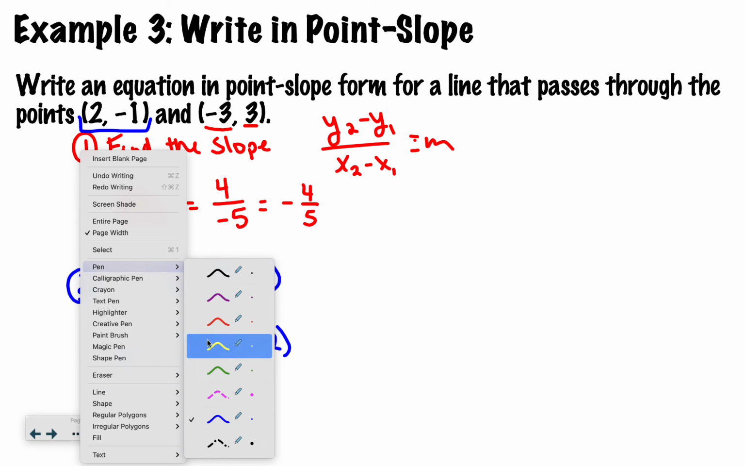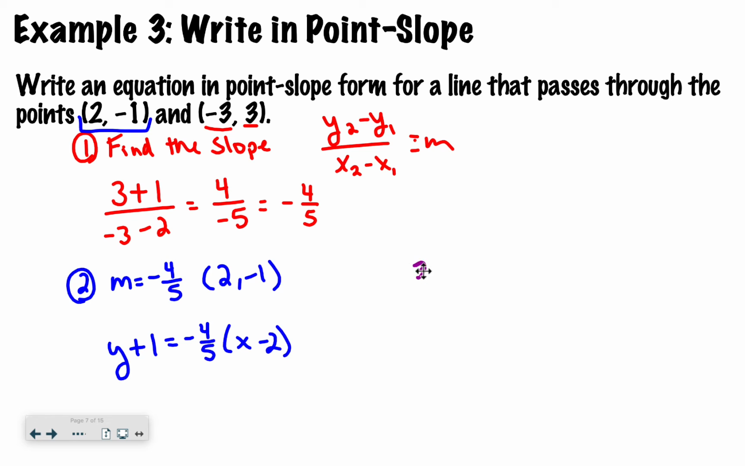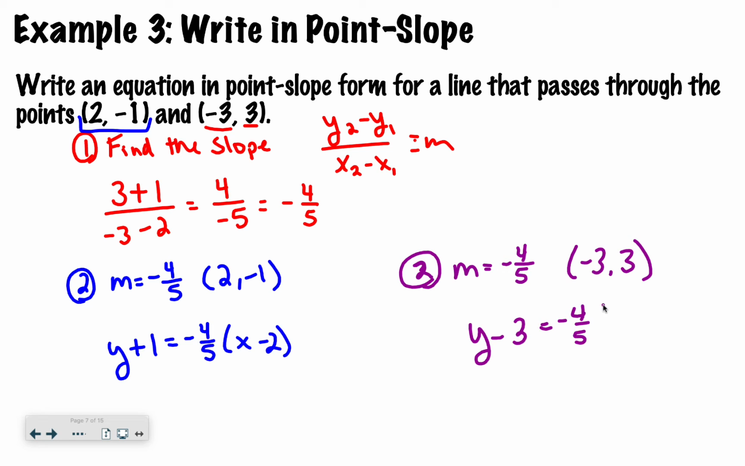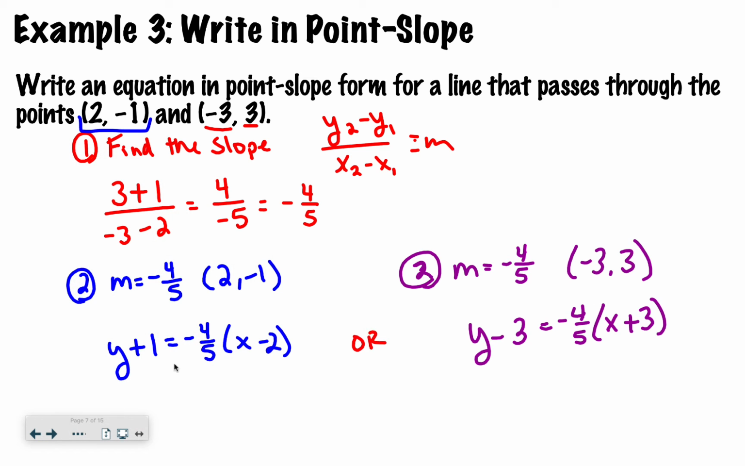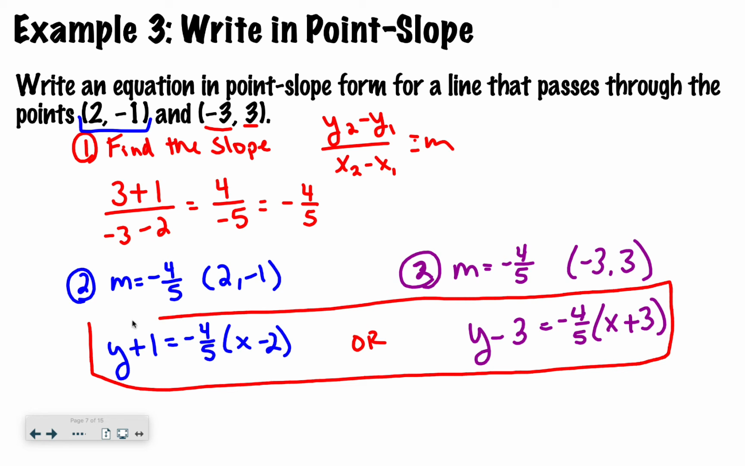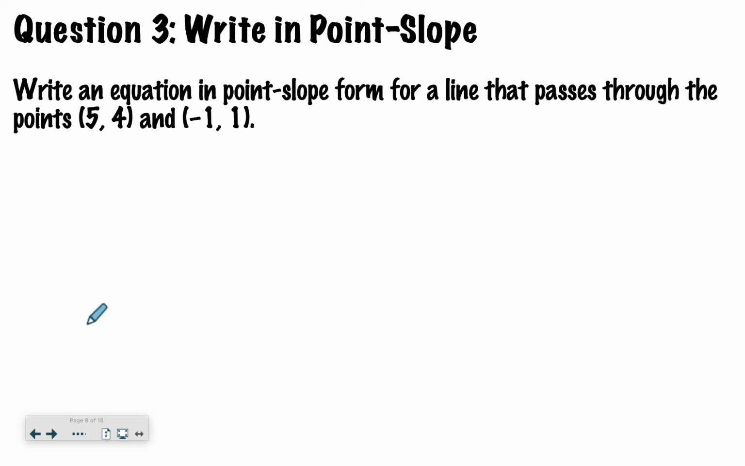Or I could use my other point. So my slope stays the same, but then my other point would give me a different equation. I would say y minus 3 equals negative 4/5 parentheses x minus a negative becomes plus 3. So either of those answers there are correct. Okay, so you can do either of these as your solution. So why don't you go ahead and practice writing an equation in point slope on your own. Good luck.